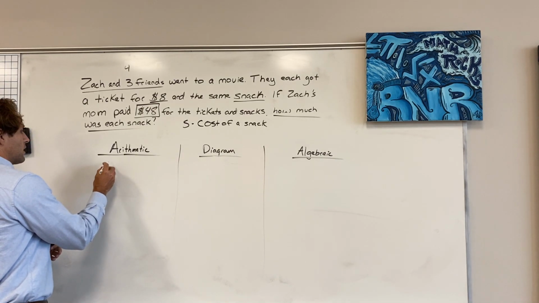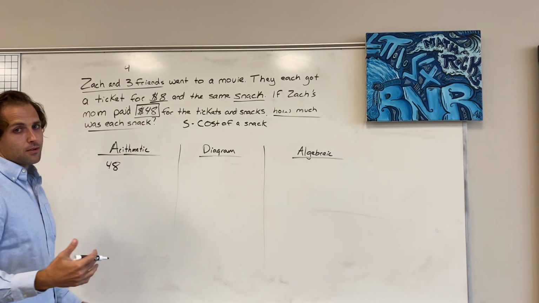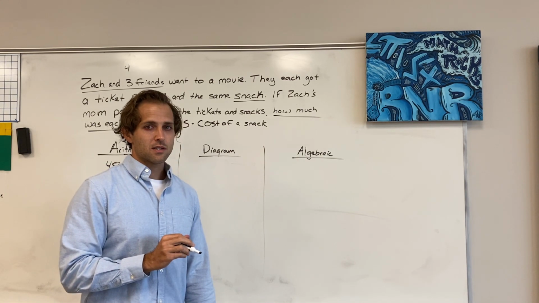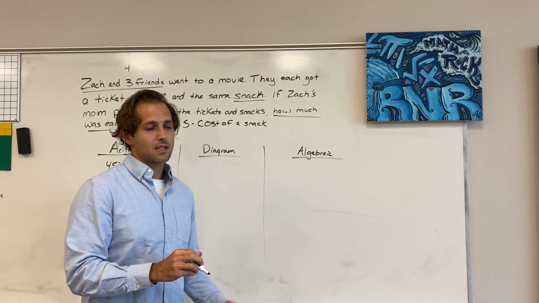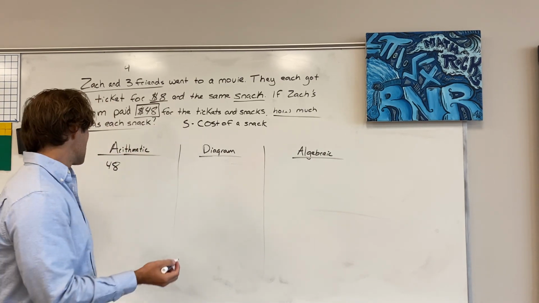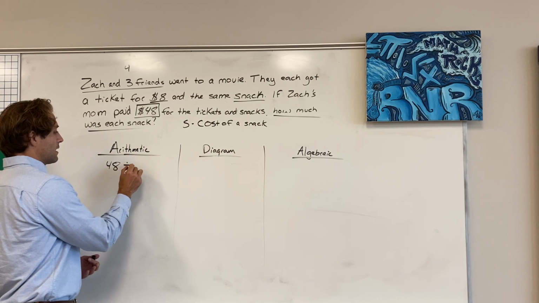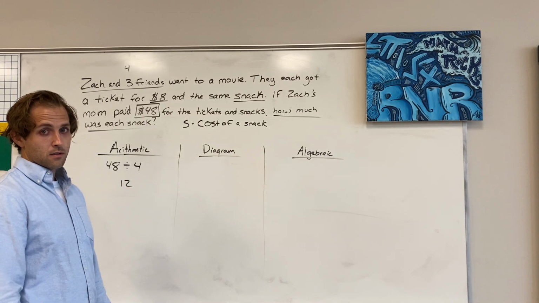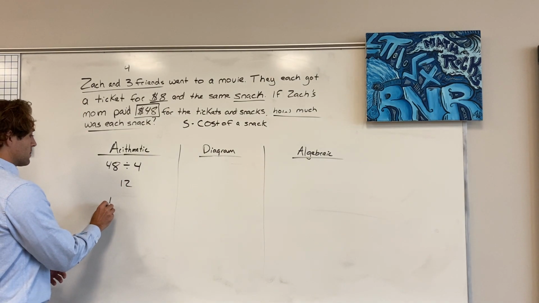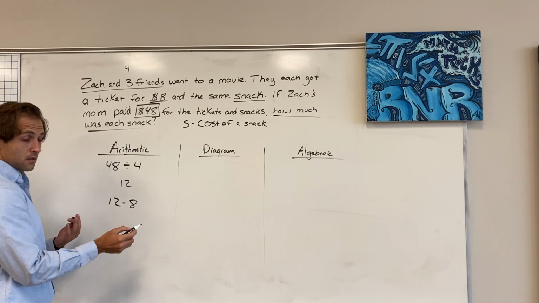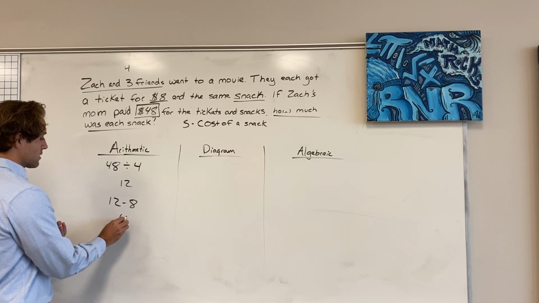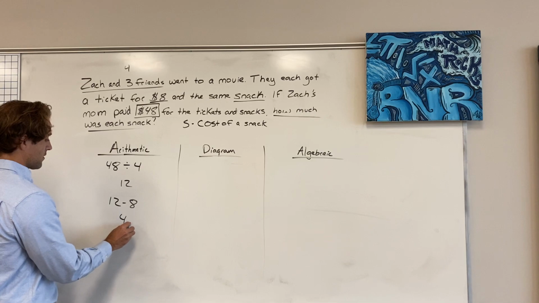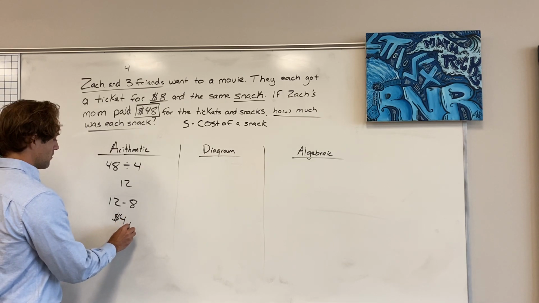Here I have a total cost of $48. I could have a new strategy. My new strategy could be, hey, I just want to know how much one person cost. Because if you tell me how much one person cost, I can tell you how much their snack was, right? So $48 divided by 4 people means each person costs $12. If each person costs $12, I could subtract the cost of their movie ticket and get $4, and that would be the amount of money that was actually spent on the snack. $4 per snack.